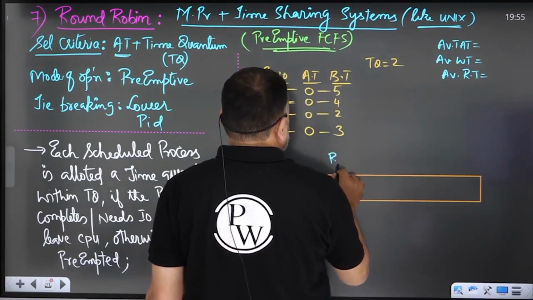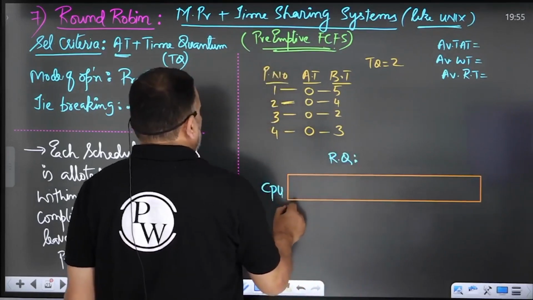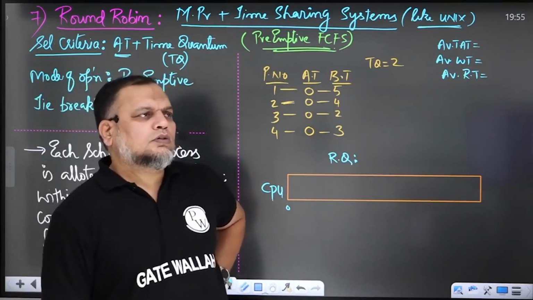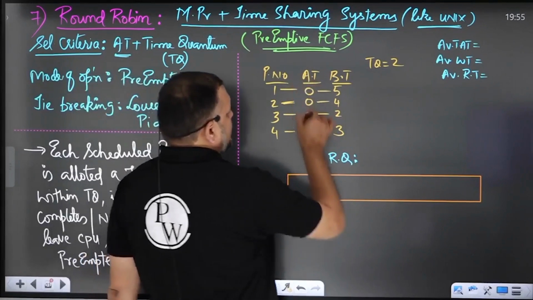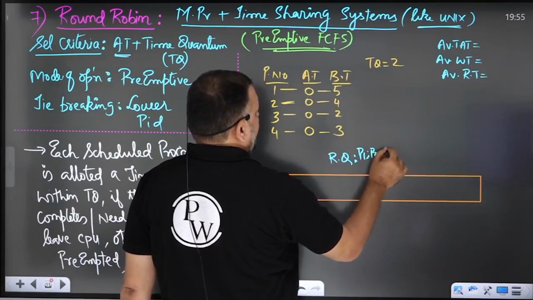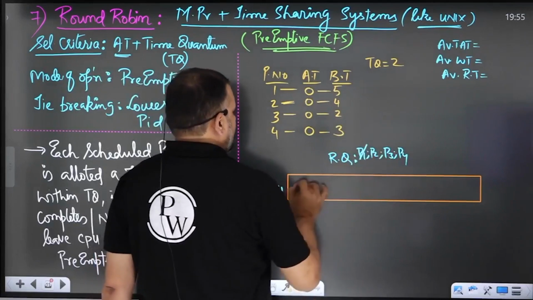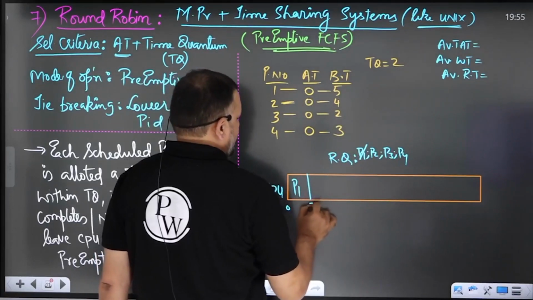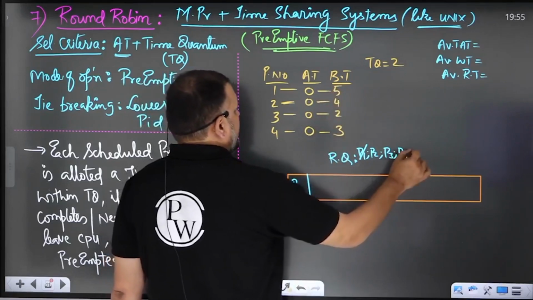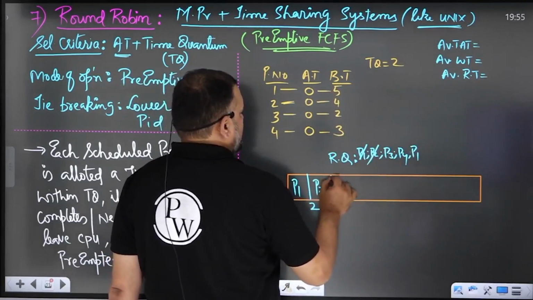So here I am showing the ready queue. The ready queue is mandatory for round robin. For other scheduling techniques you can draw it without a ready queue, but for round robin, the ready queue is compulsory. At time 0, all processes are in the ready queue in FIFO order: P1, P2, P3, P4. Who will start? P1 starts at 0 and runs for 2 units. Its total requirement is 5, so it is preempted and put back into the queue. Look at that, I am putting P1 back here. Then P2 will run for 2 units.